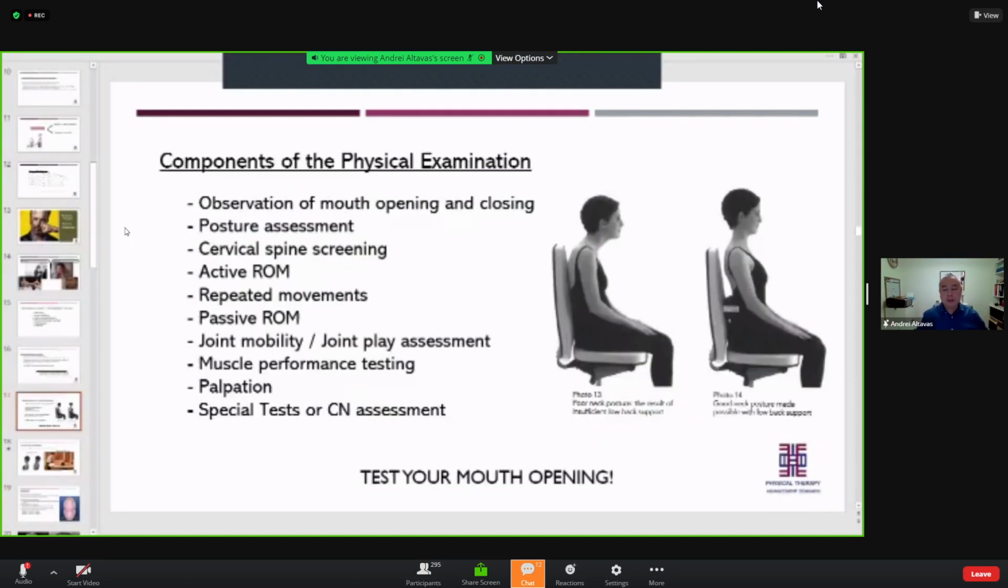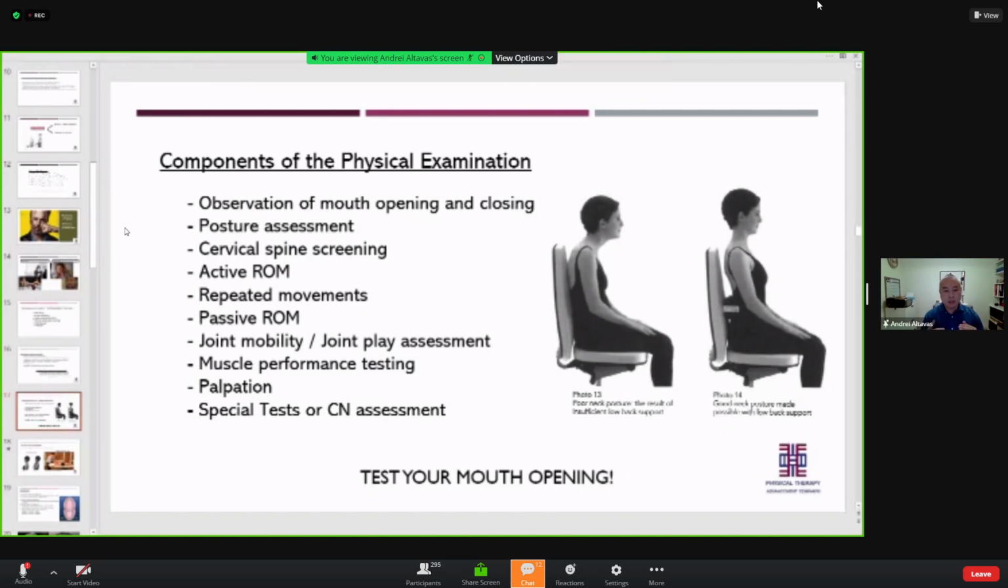Components of the physical exam. These are the typical areas of our initial evaluation. We always want to look at posture. We want to screen for or look at the cervical spine. When I say screen, we also need to involve some movement. It's not just asking questions. We need to include the cervical spine in our assessment, and then the active range of motion part.